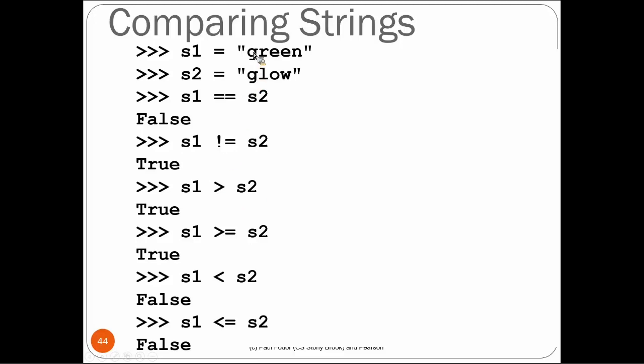So let's take a look at our example. G is the same, the first character is the same in S1 and S2. So then it will compare R and L. R is greater than L, therefore S1 is greater than S2. So you can use comparison directly if you want to compare strings in lexicographical order for sorting them.